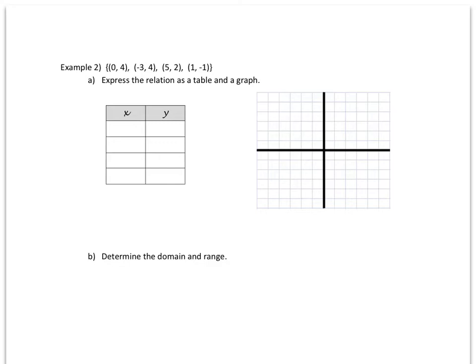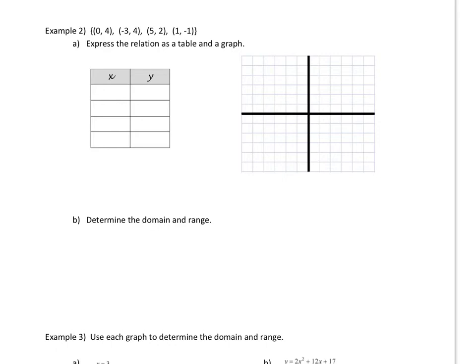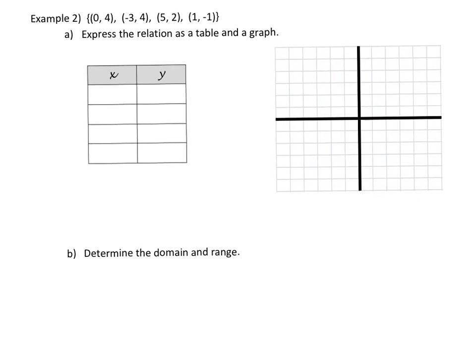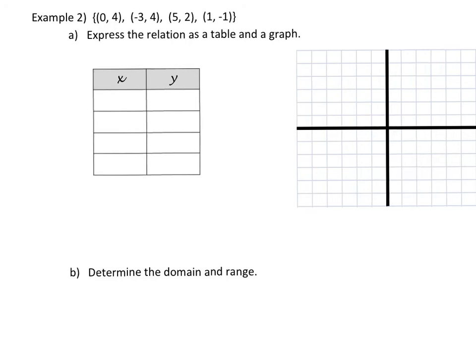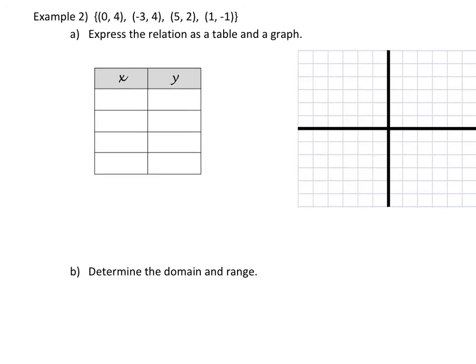All right, now we're going to look at things a little bit differently. Notice that we have a set of ordered pairs, and we are asked to express the relation as a table and a graph. So let's look at our x values. 0 and our y value is 4. That's this coordinate right here. Next we have -3 and our y value is 4. That's this one right here. Next one we have 5 and 2, and our last one is 1 and -1.